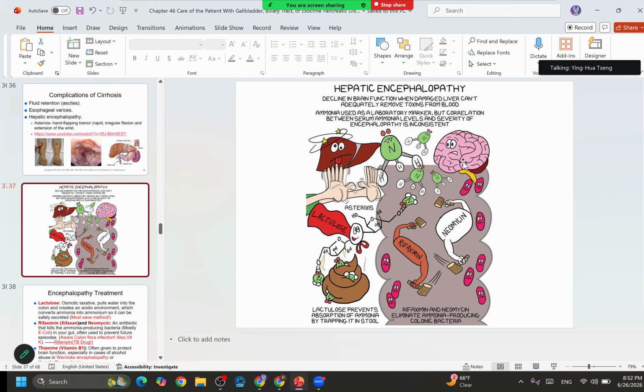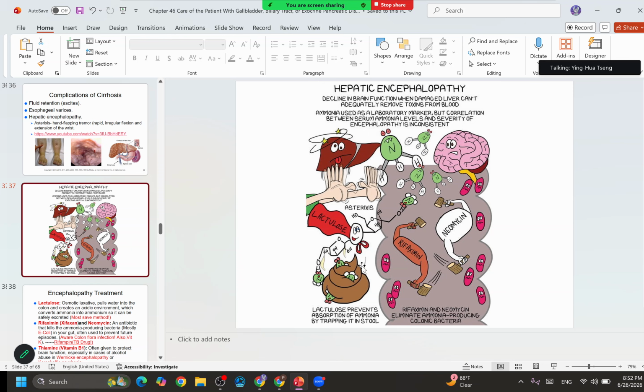But here is the problem. The first treatment is we give the patient a lot of lactose. That's why the patient will poo. Why do we let the patient poo? To decrease the ammonia. Here is the reason: the lactose will associate with the ammonia, bind it, and suck it out. It binds the ammonia together and goes out of the body with the stool.